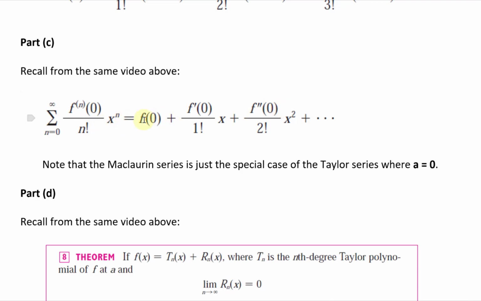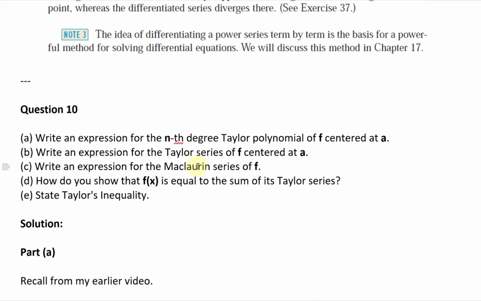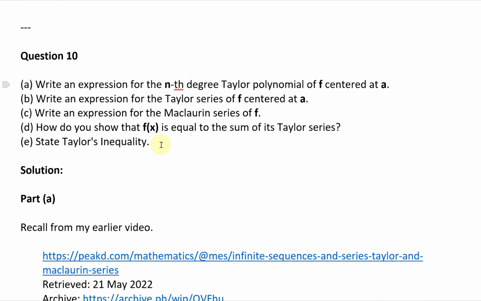So basically you're going to have f of 0 plus f prime of 0 divided by 1 factorial times x. The next one, f double prime at 0 divided by 2 factorial x squared. Note that the Maclaurin series is just a special case of the Taylor series where A is equal to 0. It's used a lot and useful in many areas, so hence given its own name. But they're both Taylor series.